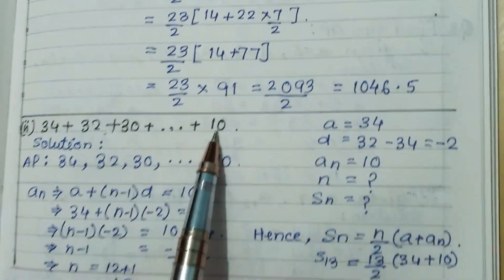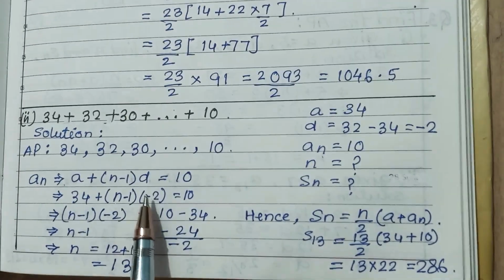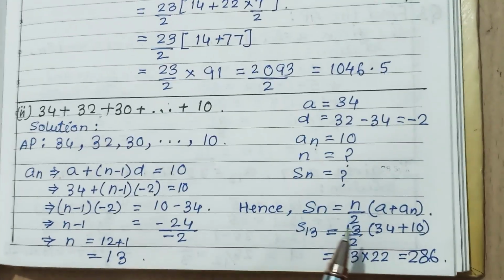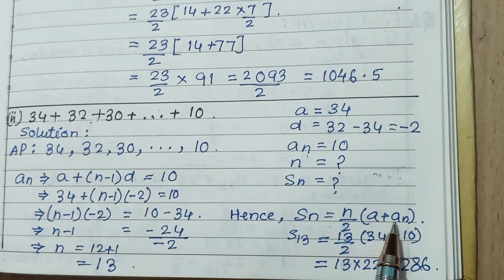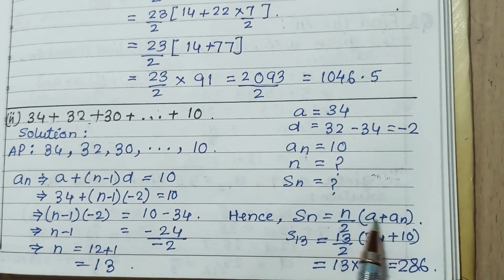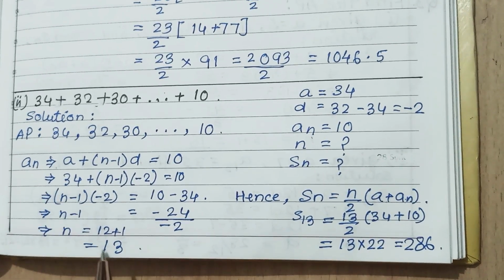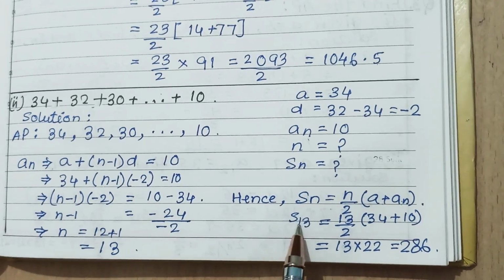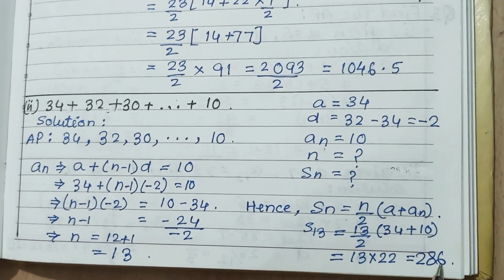Same type of question, another method I have shown here. First term and last term are given. So this one we can do with the formula Sn is equal to n upon 2 into (a plus l). Here n is 13 terms. First we have to find n, then Sn. This formula you have to follow, and it is 286.